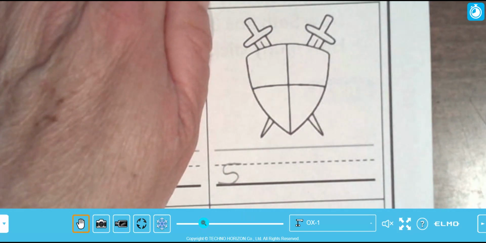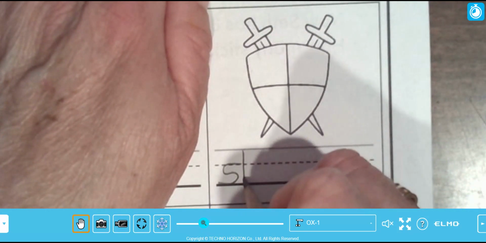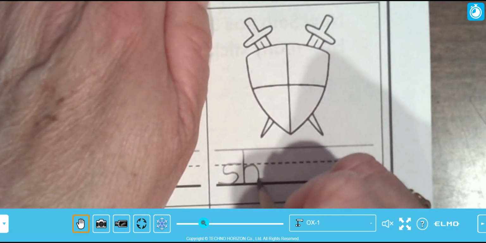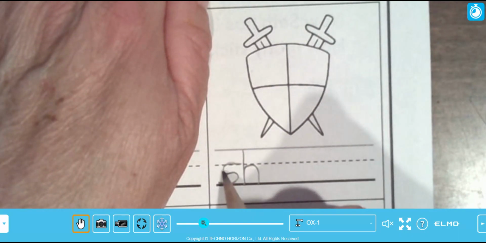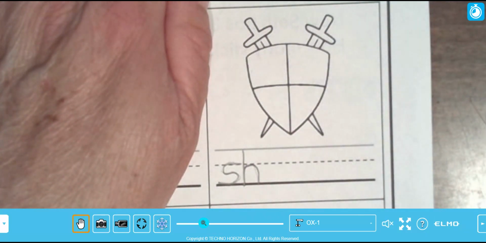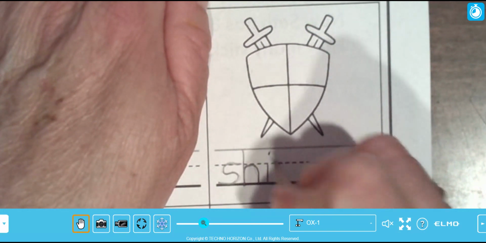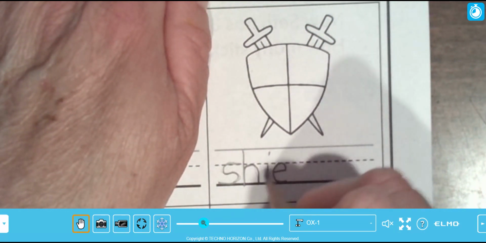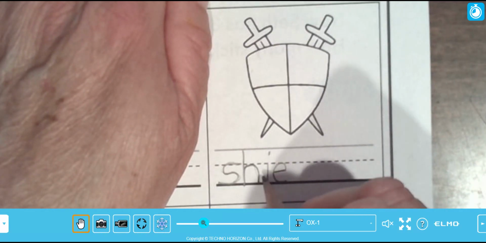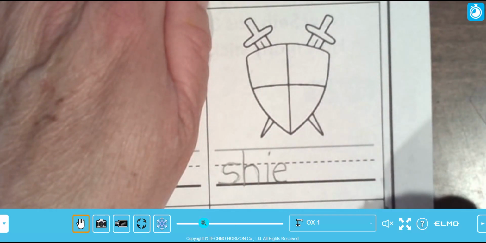S is a small. H is a tall. So it starts at the top, down to the bottom, back to the middle, and down. So small and tall. Okay, now IE is two letters, one sound. IE, E, sh, E. We call this a vowel team because it's made up of two vowels. Sh, E, and also because it makes a vowel sound.